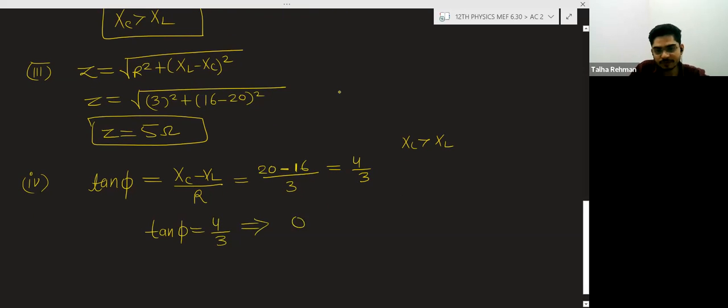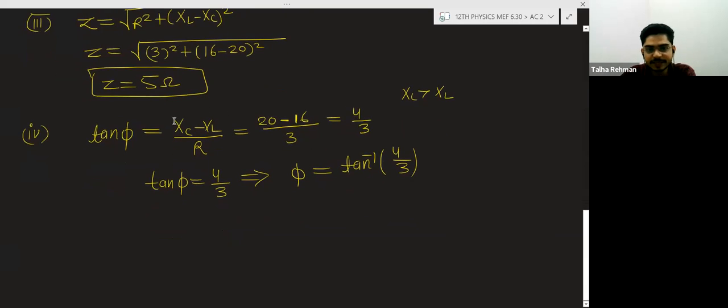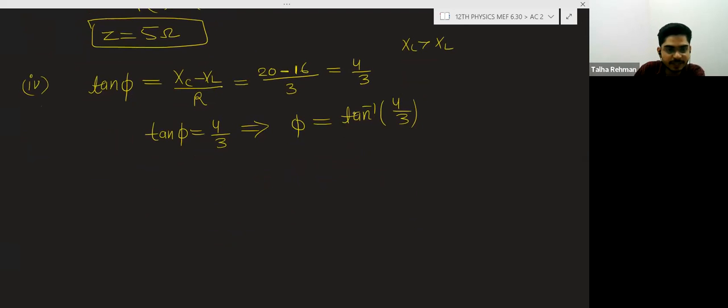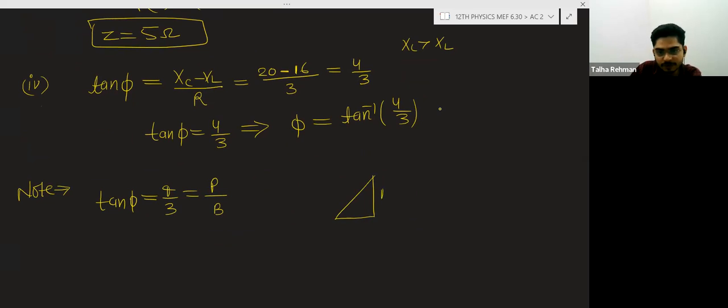If you want, then you can write phi is equal to tan inverse 4 by 3. But basically, if it is written that tan phi or tan theta is equal to 4 by 3, what is tan? Tan is perpendicular divided by base. So there will be a triangle whose perpendicular will be 4 and whose base will be 3. This is a special type of triangle having an angle of 53 degrees.